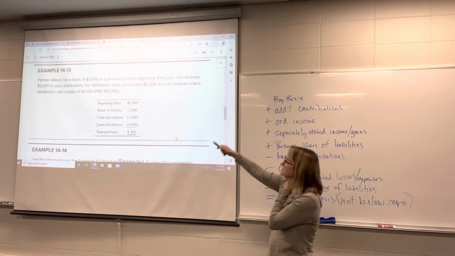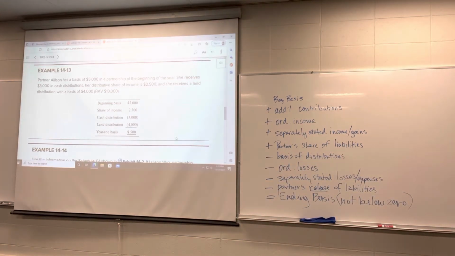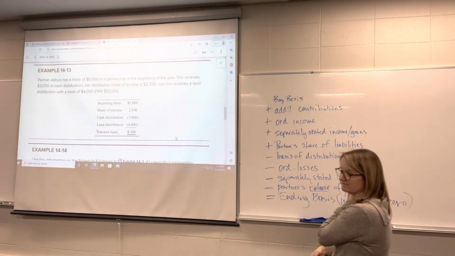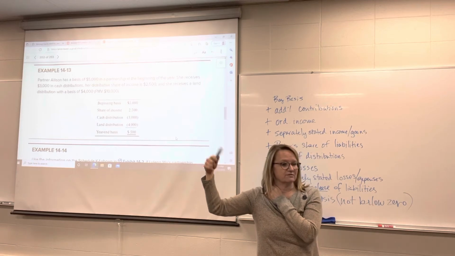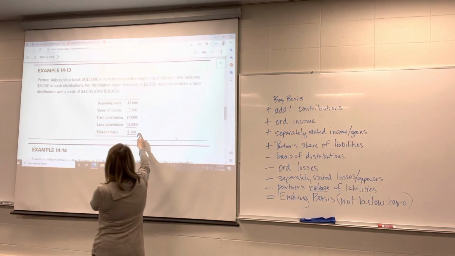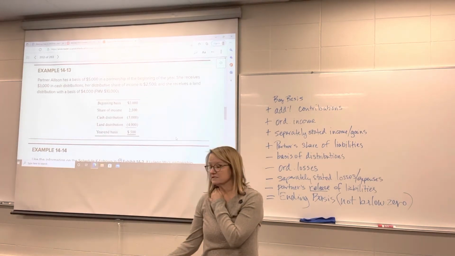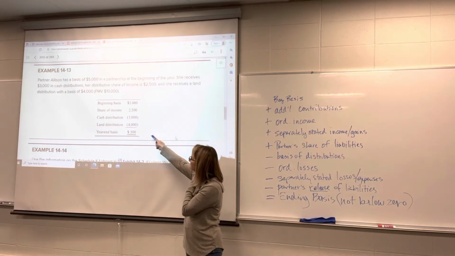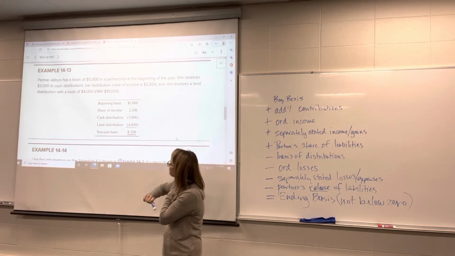So if she were to sell her partnership share at the beginning of the year for $10,000, she would have a gain of $5,000, right? Because her basis at the beginning of the year was $5,000. If she were to sell her partnership share at the end of the year for $10,000, she would have a gain of $9,500 because her basis is $500. Okay.